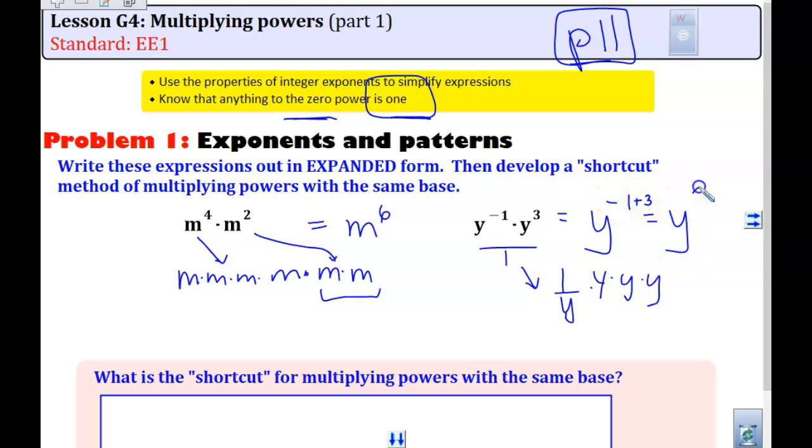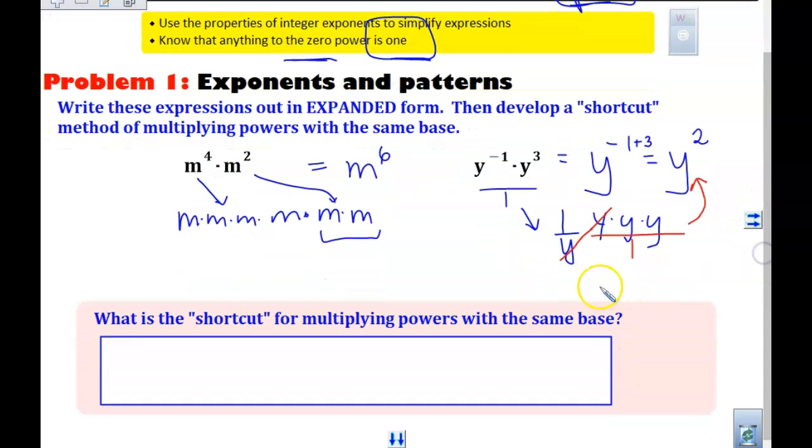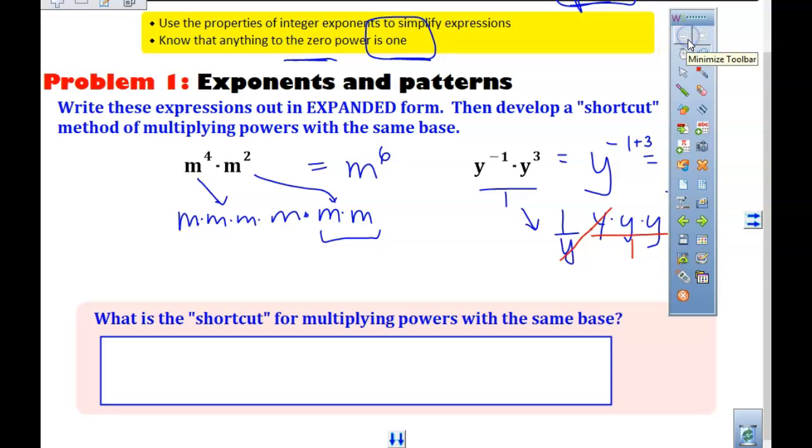Negative 1 plus 3 gives us y to the second. Could I have gotten that same answer by doing it with this expanded way? If I look at this, this would have been over 1. Y over y leaves us 2 y's. Same answer.